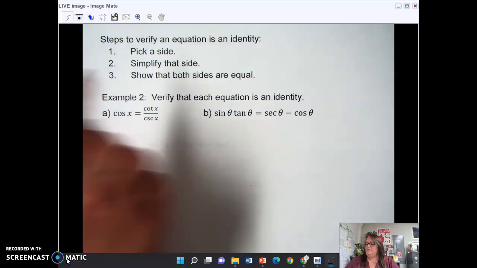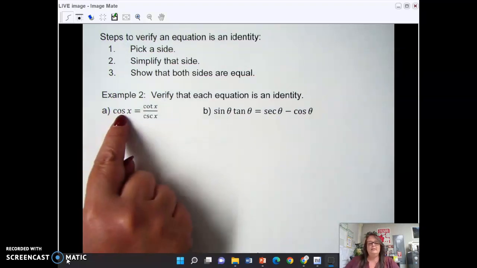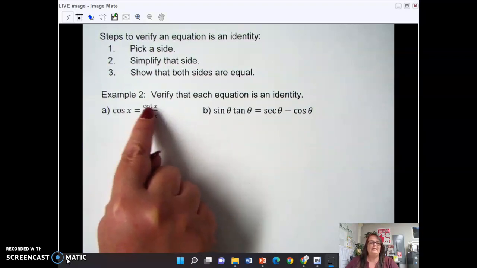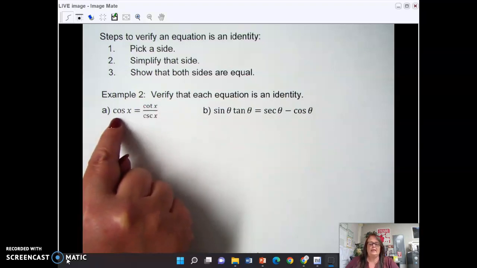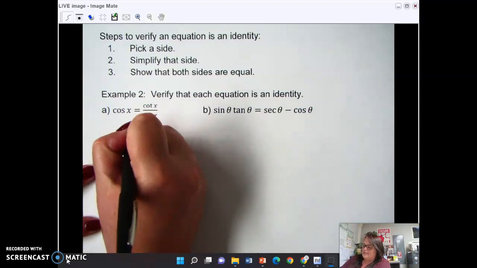All right, so I left those instructions up top just so that we can kind of check off what we're doing. So we're going to verify that each equation is an identity, which means, again, we got to pick a side and show that that side can be equal to the other side. So on this one, cosine's pretty much simplified already, so I'm going to leave that alone. So on the right-hand side, we're going to talk about cotangent of x over cosecant of x. And if I can get this to look like cosine of x, then I've done my job. So I pick the right-hand side.